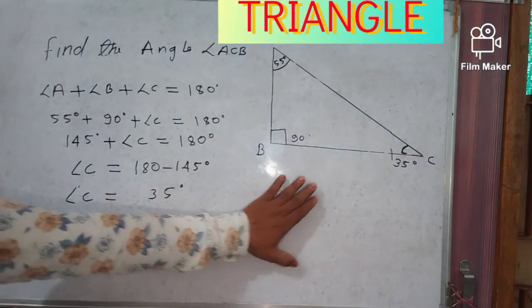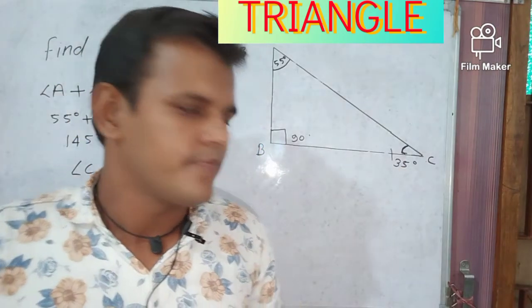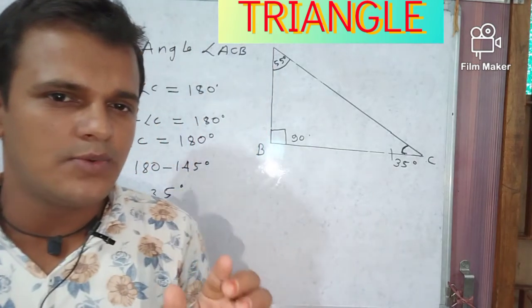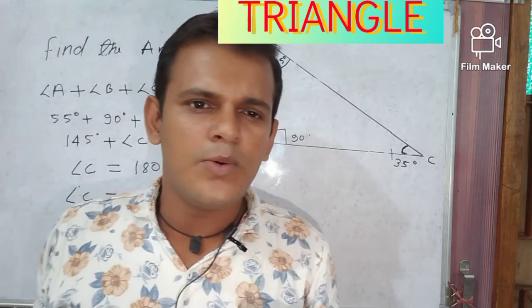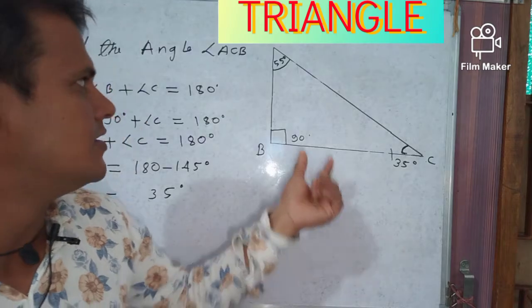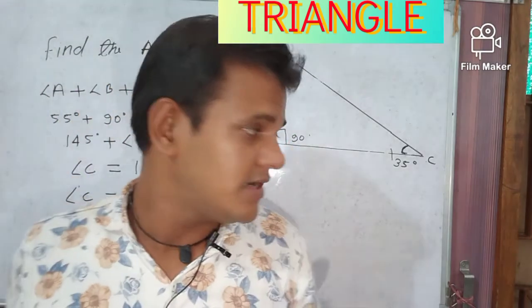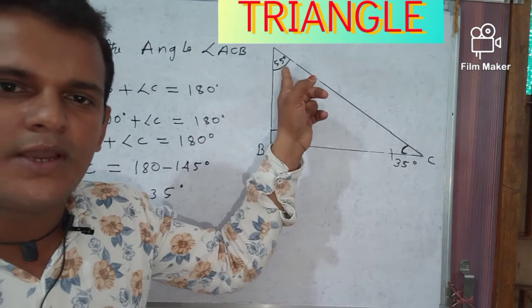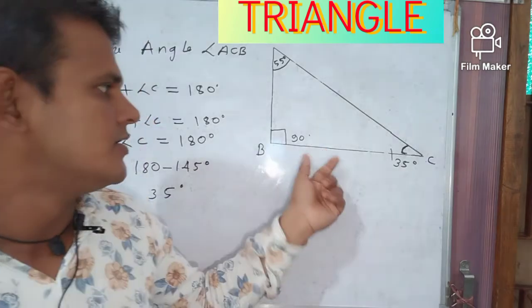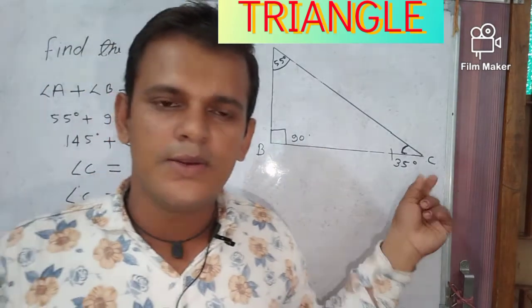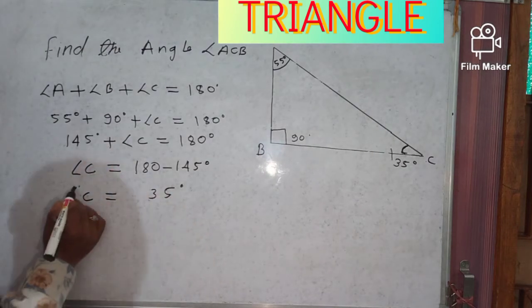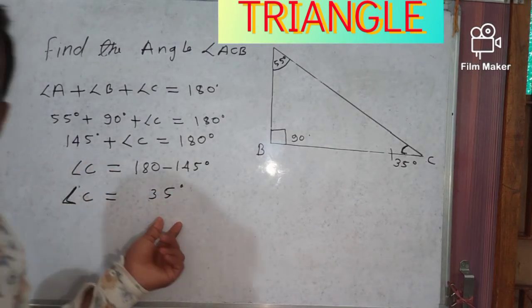See here once again, this angle is unknown, and we write the sum of the interior angles in the triangle. If we add, it is equal to 180 degrees. So the total of the interior angles in the triangle is 180 degrees. Two angles are given, right? Angle A is 55 degrees and angle B is 90 degrees. So we need angle C. After calculation we found angle C is equal to 35 degrees.